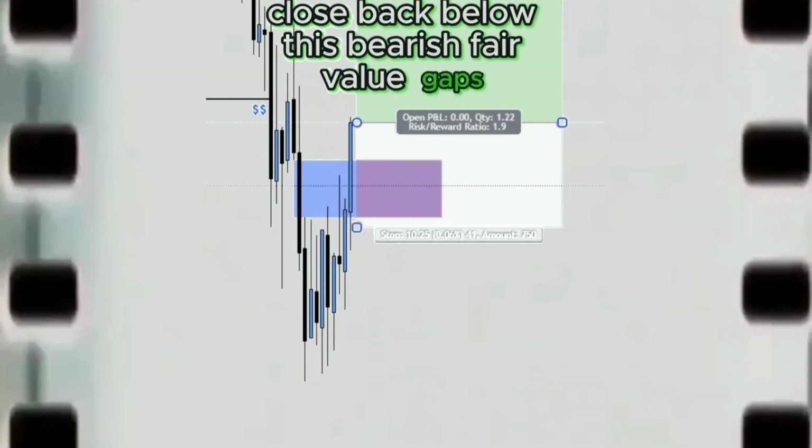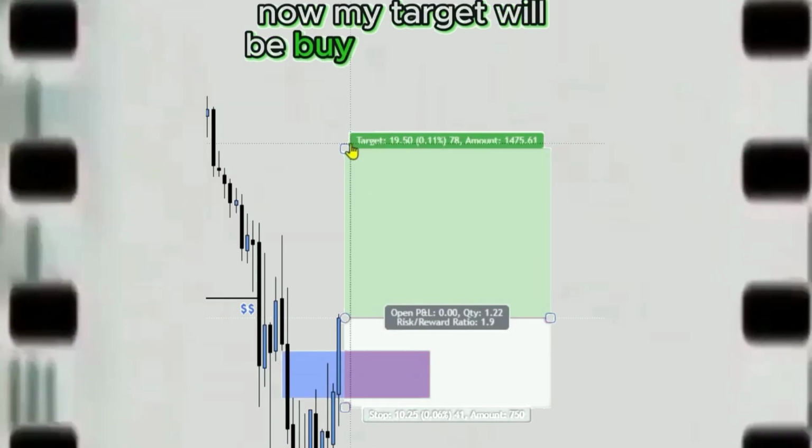Therefore, I know that there is a high chance that we take out some sort of buy side liquidity. So I enter into the market, I put my stop loss as a candle close back below this bearish fair value gap. Now, my target will be buy side liquidity right here, which is a very strong draw as we have equal highs. And then I simply let the price action play out.